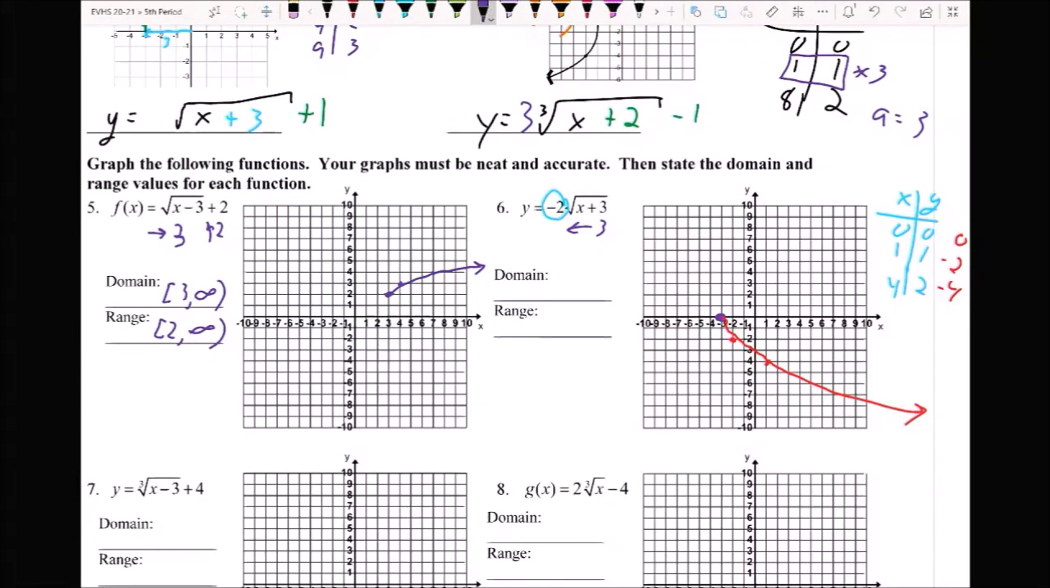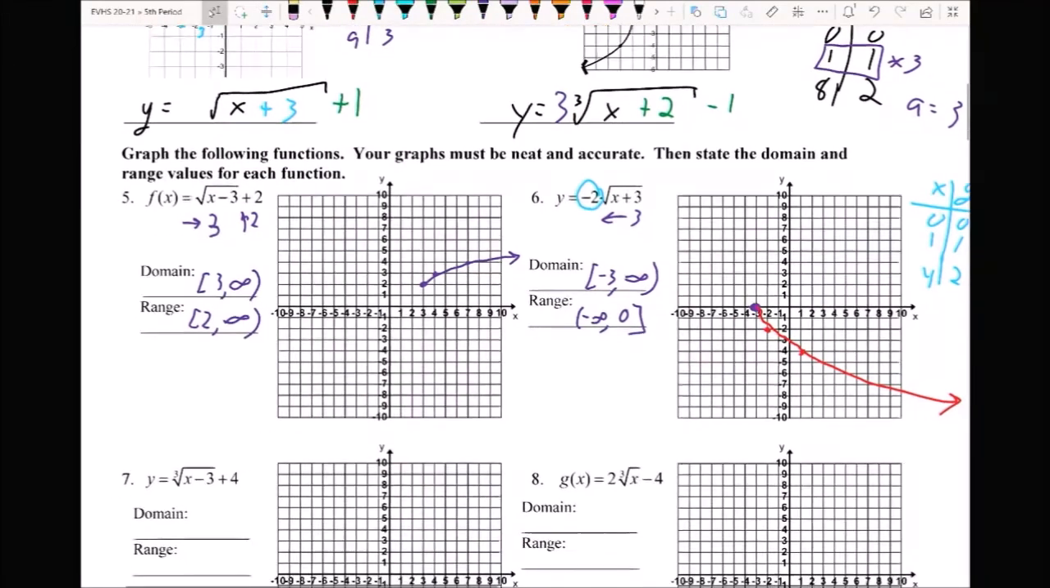For my domain, looks like I'm going to start at -3 and go on to infinity. For the range, since it's pointing down, my lower boundary is -infinity. Make sure you have that negative sign inside of there. And my top value is 0. The highest y value is 0.